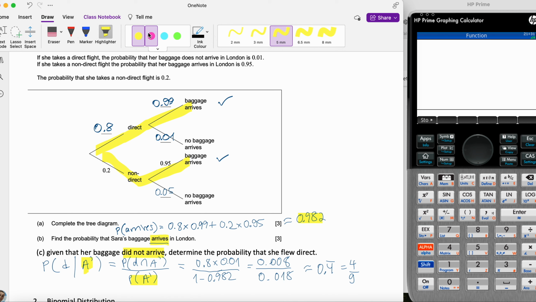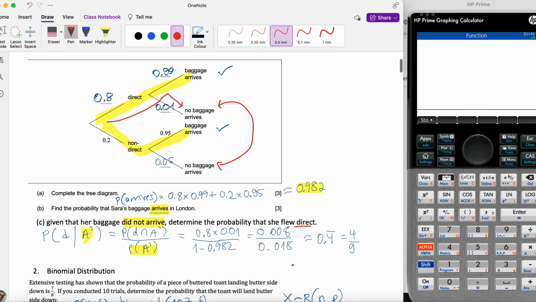So now you're just looking at that it didn't arrive, right? That's your sample space. Out of those, what's the probability that she flew direct? So it didn't arrive and it was direct. So it's this one, okay? So then you're going to go 0.8 and 0.01. Divide those out and you'll get this repeating, okay?